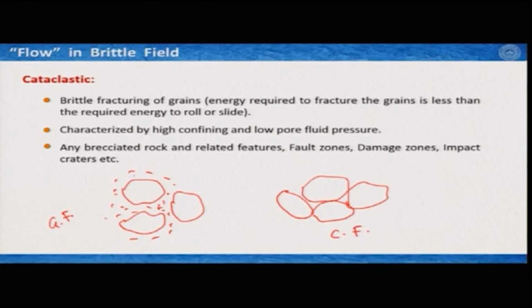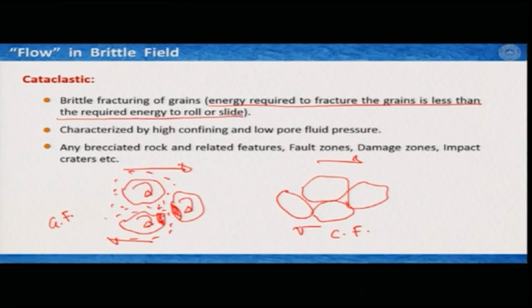Now, if there is deformation, say for example, a shearing is happening in this way in both cases. Here the grains find it easier to accommodate the deformation just by rolling, and while they roll they probably touch each other, they fracture, as we have seen in this image in the previous slide. So, they can just fracture here and there, and this is how the grain size reduces. But in this case, this is exactly what is mentioned here, energy required to fracture the grains is less than the required energy to roll or slide.